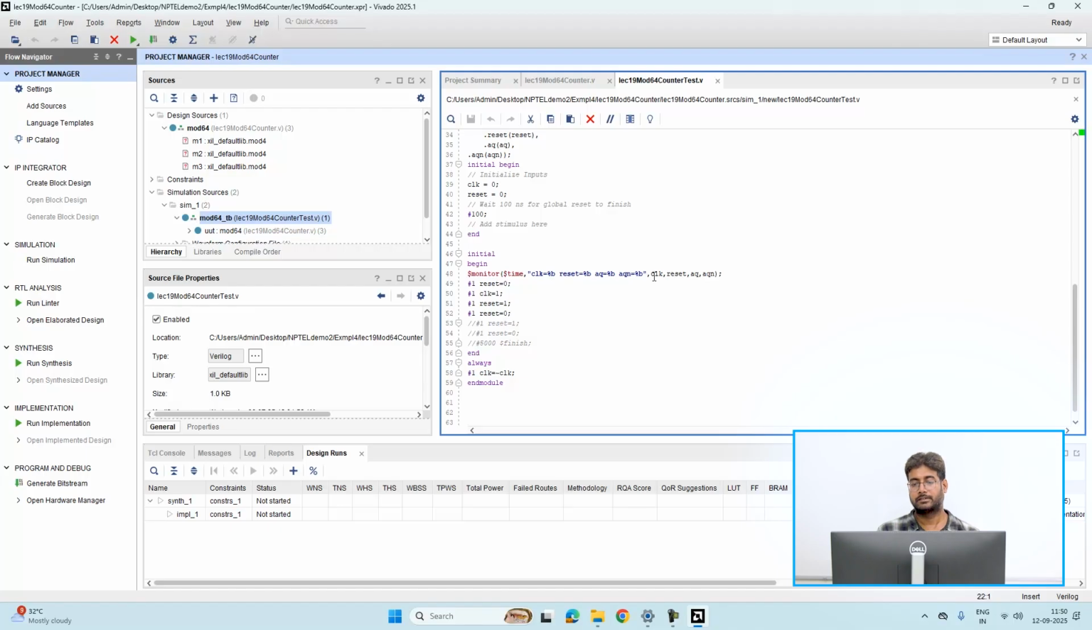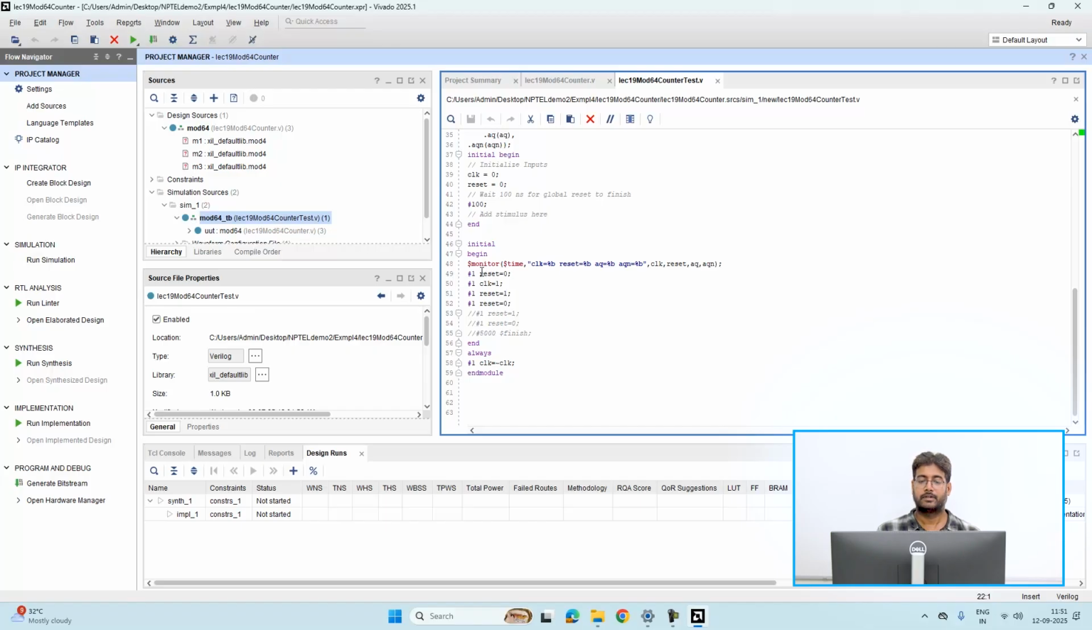Along with time, we will list out the variable names that are to be monitored, that is clock, reset, AQ, and AQN, which are the outputs. Clock and reset are inputs. And then after 1 nanosecond, reset is equal to 0. And that is 1 nanosecond from simulation time 0.